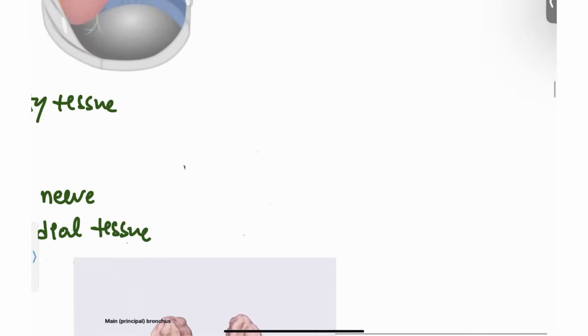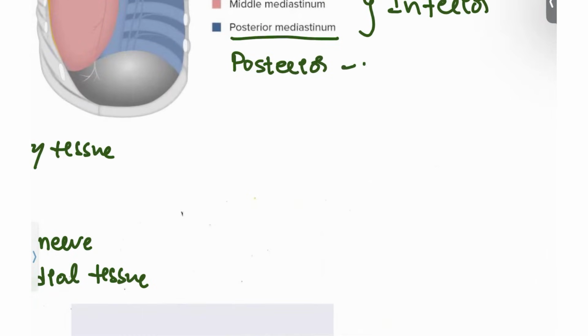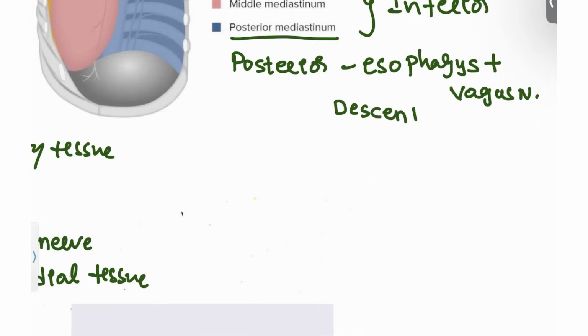Last but not least, this is the posterior one, a very important one, and questions can be asked here. What are those? The esophagus. Okay, this is your esophagus, and as I said, with the esophagus there will be the vagus nerve. Another one is the descending aorta. Other structures passing from the superior mediastinum, like the sympathetic trunk, will also be here.